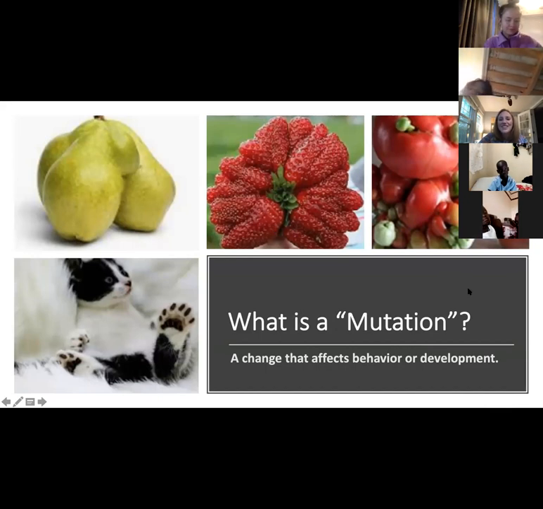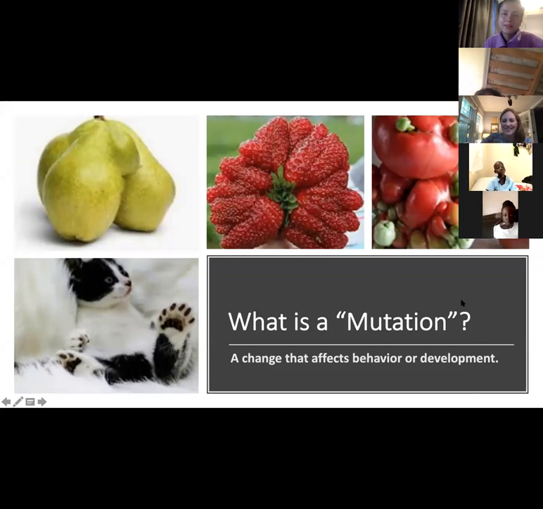So there's a mutation there. A mutation is a change. It changes a behavior. It changes the development of something. So you could see in this pear, there's a mutation, in this tomato, and then in this kitten. What's funny with this kitten? What's interesting there? How many toes does that kitten have?